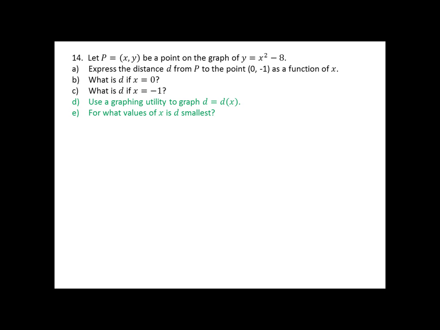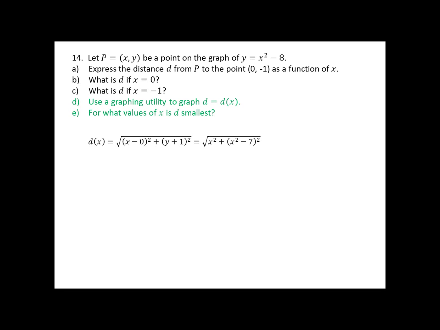What if x equals 0? What if x equals -1? Now, the reason that they do this is to help us get a sense of how big this distance can be. How big should I make my window when I do the next part, which is to use my graphing calculator to graph that function. And then part E, I'm again going to use that trace feature of my calculator in order to find the smallest distance. Okay, so let's get started with my distance function.